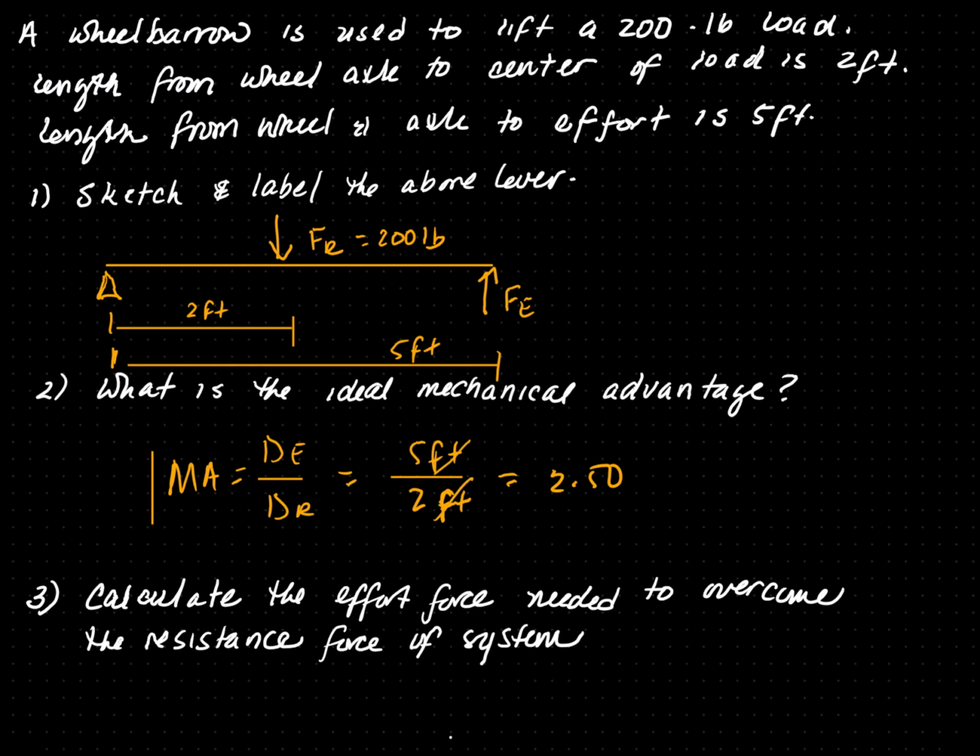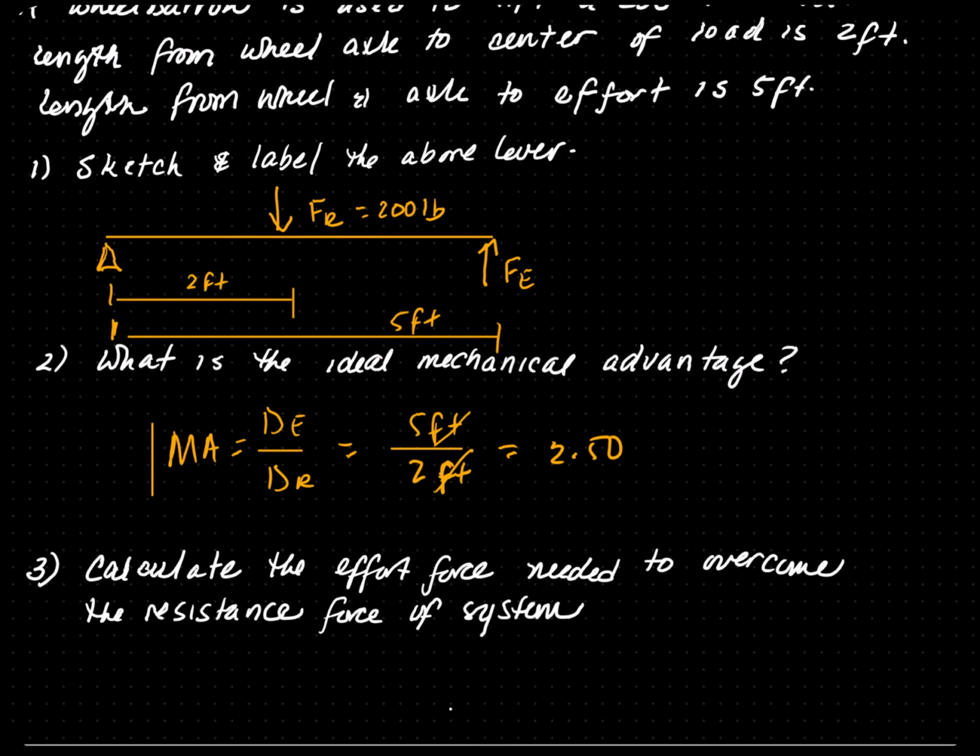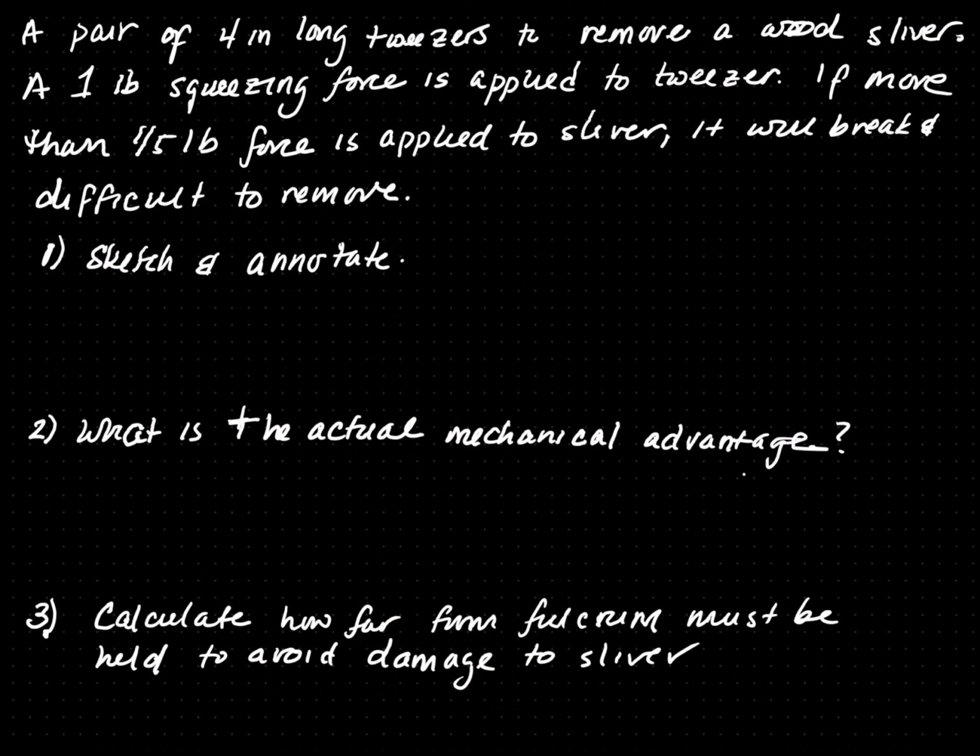They cancel out. So number 3, we're going to calculate the effort force needed to overcome the resistance force of the system. So we know AMA is equal to IMA. So this is FR over FE. IMA we calculated as 2.50. FR was given as 200 pounds divided by FE because we're looking for the effort or the input force. Rearranging, effort force is about 80 pounds. Pause the video, try this problem on your own, and then check your answer.